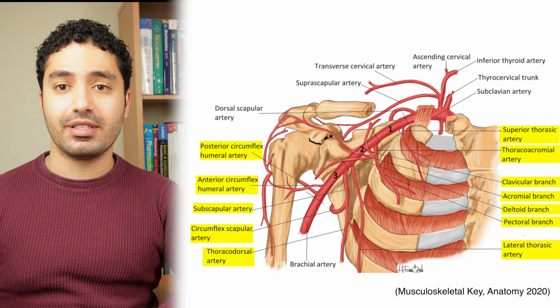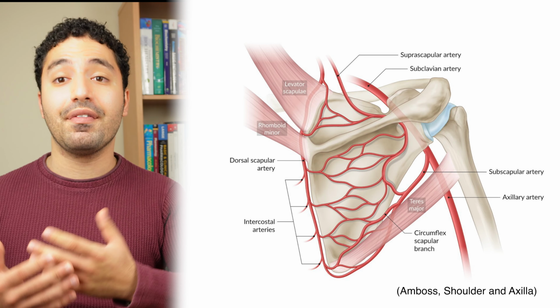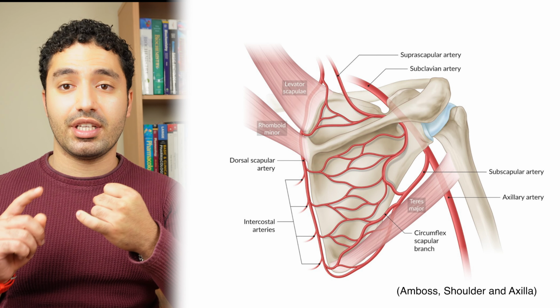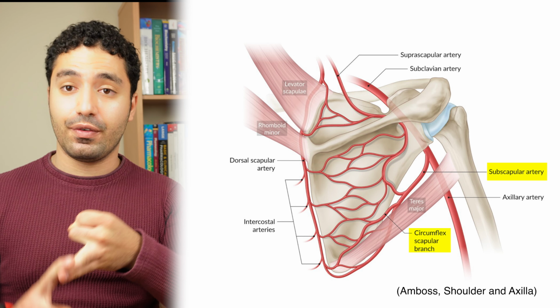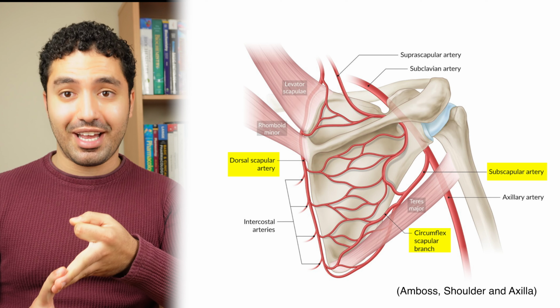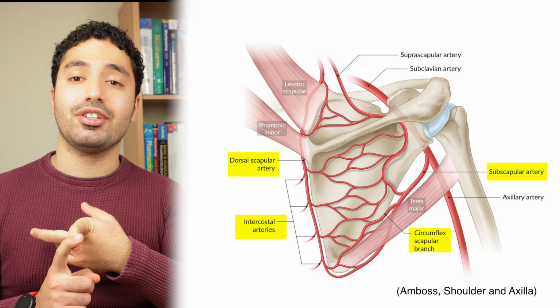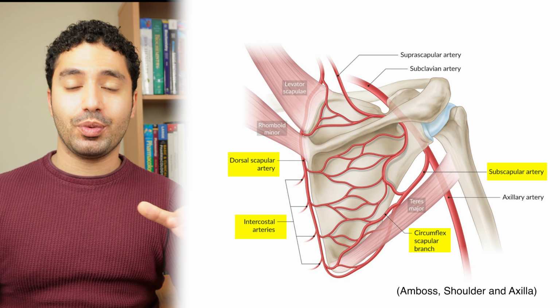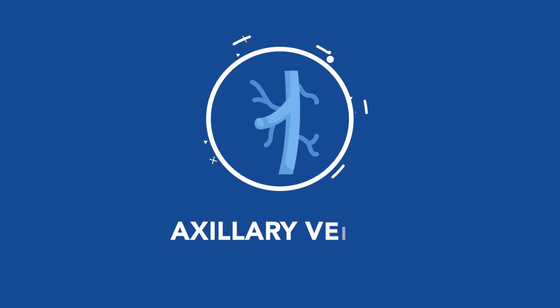forming an anastomosis. Note that on the posterior surface of the scapula, we have several arteries that anastomose, such as the thoracodorsal artery, the circumflex scapular artery, the dorsal scapular artery, and the intercostal arteries, forming a mesh-like network of blood vessels. Now let's move on to the axillary vein.